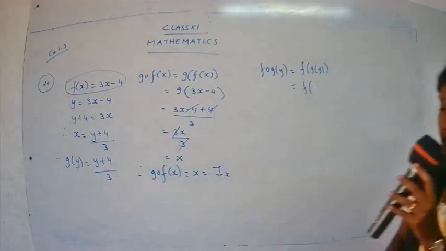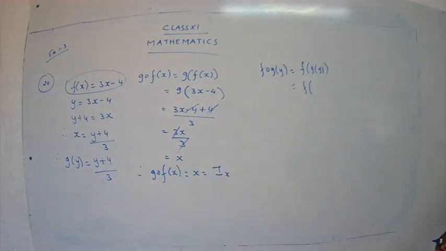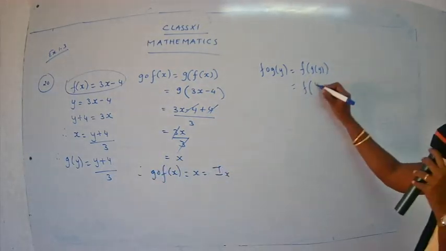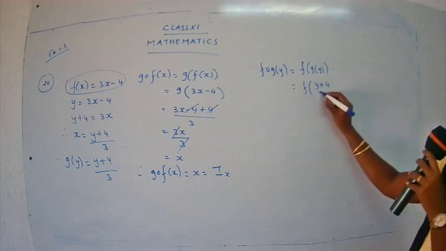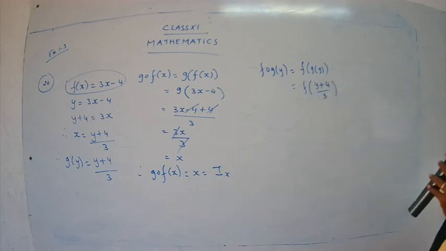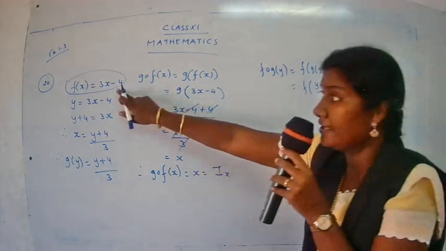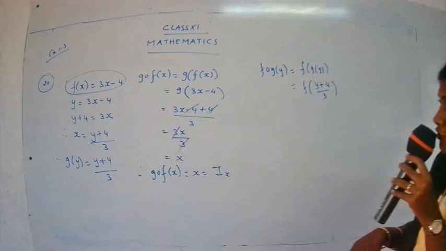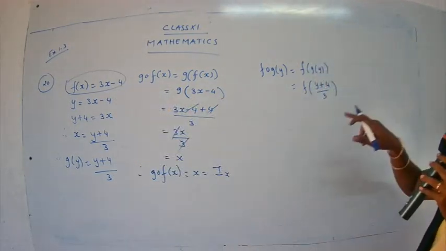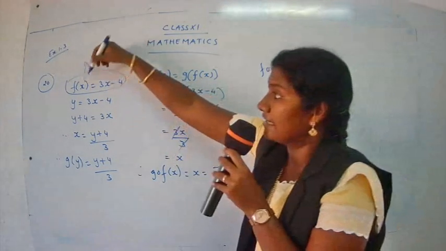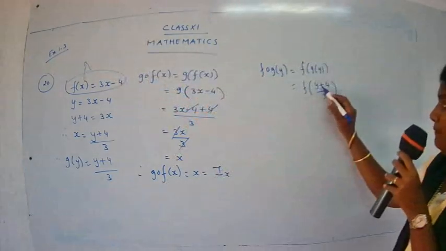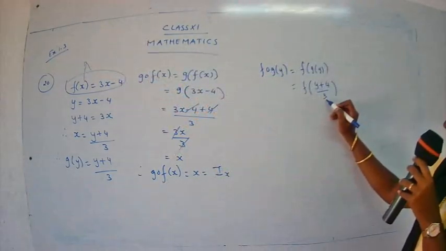What is g(y)? Yes, (y plus 4) upon 3. Yes, I hope you are doing the sum. Yes, very good. So it's (y plus 4) upon 3. Done. What is the value for f(x), children? Yes, it's 3x minus 4. So what are we going to do? We are going to replace x as (y plus 4) upon 3.